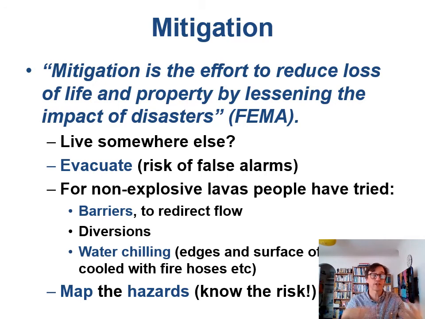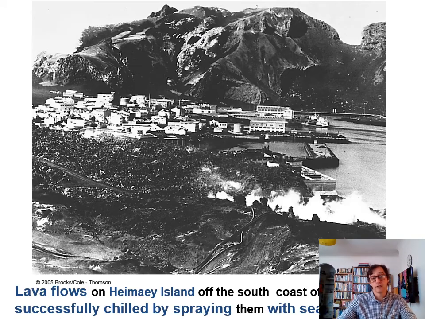Map the hazards firstly, know the risk, zone it into different areas of high, moderate, and low risk. Therefore, you can plan where you build certain parts of your community, certain types of property, be it commercial property or residential property, in certain areas, or not build at all, obviously.